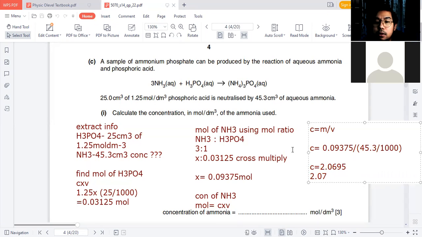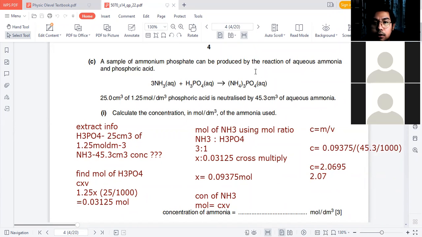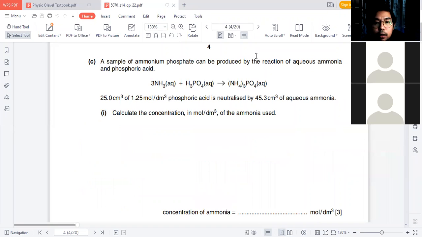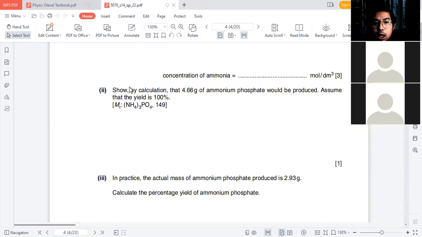Any questions so far? No, that's good. Now let's move on to the next one. We'll try to make it fast. Show the calculation that 4.366 gram of ammonium phosphate will be produced. Assume that the yield is 100%.